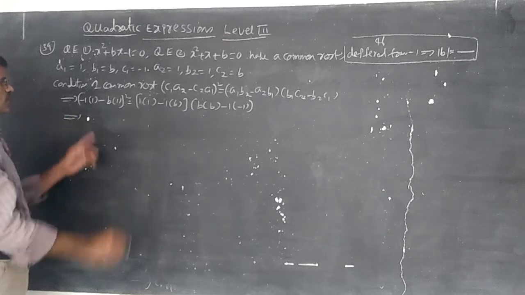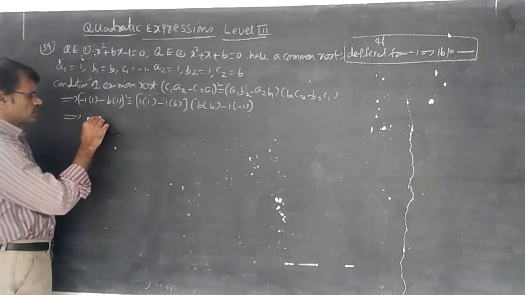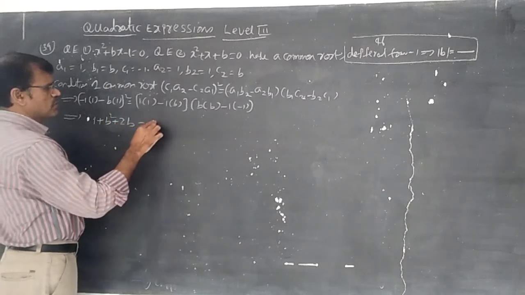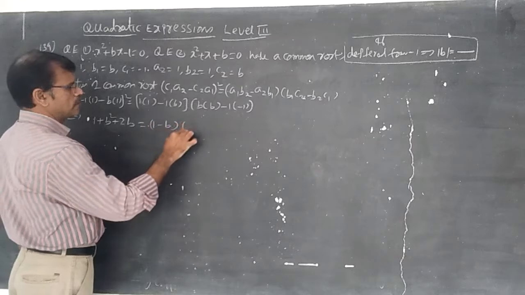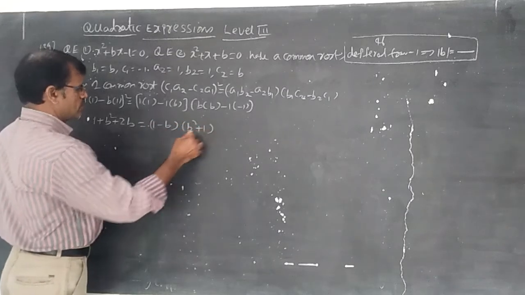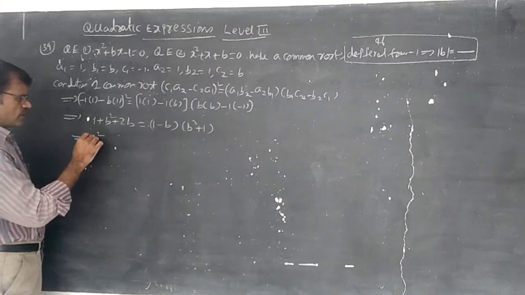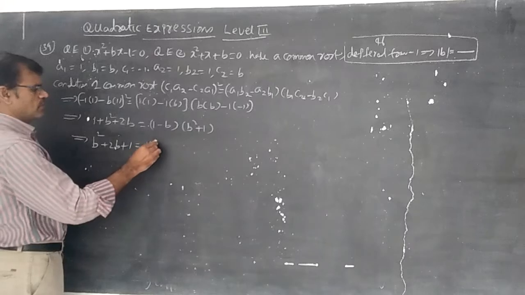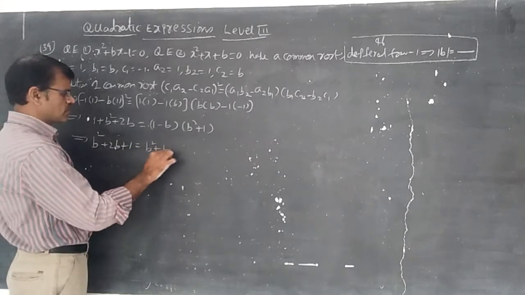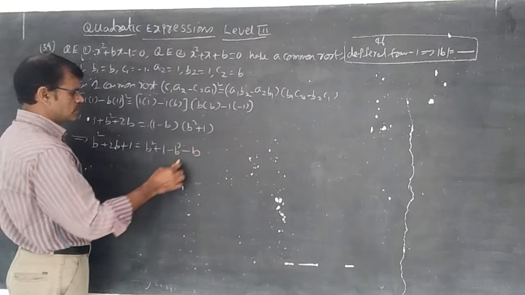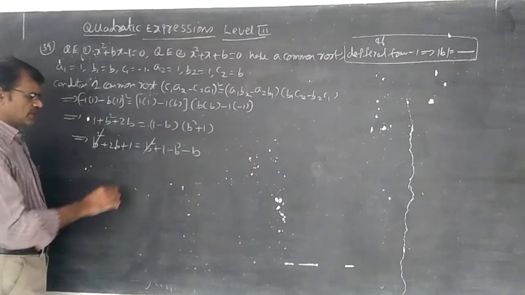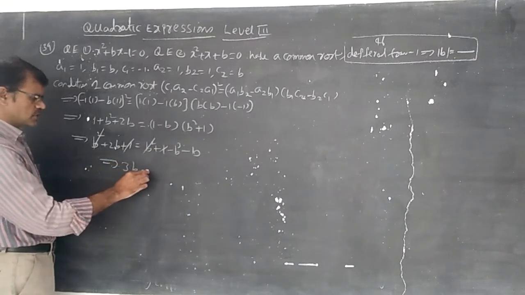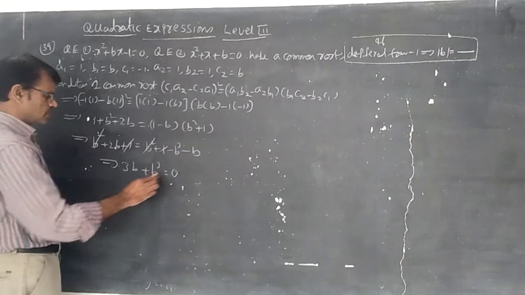That implies you can write here minus of (1 plus B) whole square. So (1 plus B) square plus 2B, I am taking here, is equal to 1 minus B square plus 1. Okay, next step. B square plus 2B plus 1 is equal to, multiplying like this, B square plus 1 minus B cube minus B. Now B square and B square will get cancelled, 1 also got cancelled. 2B taken this side, it becomes 3B plus B cube is equal to 0.